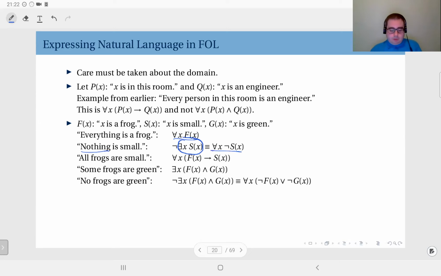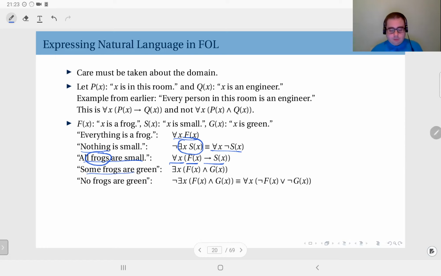What if you want to say all frogs are small? Now here, you can see this either as an antecedent or actually a statement related to the domain, because you are essentially saying, if you have something that's a frog, then it is small. Okay, all frogs are small. So simply this is for all x, f of x implies s of x. Okay, something being a frog makes it small, essentially.